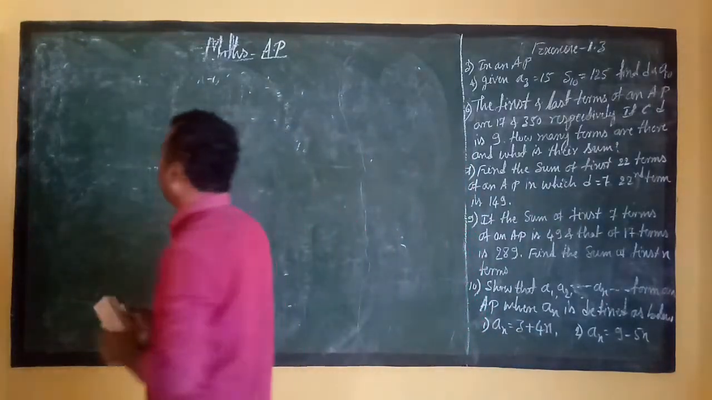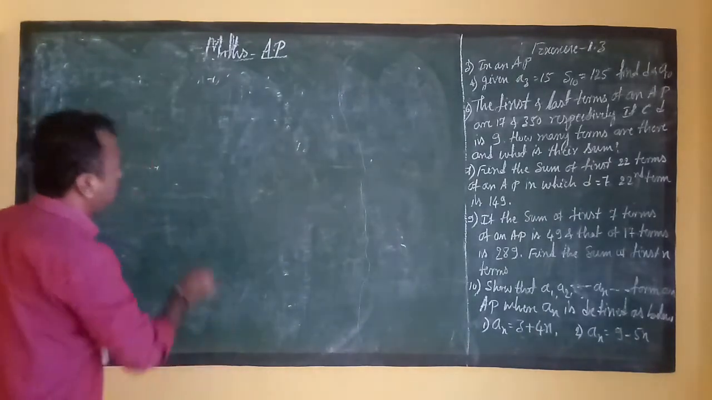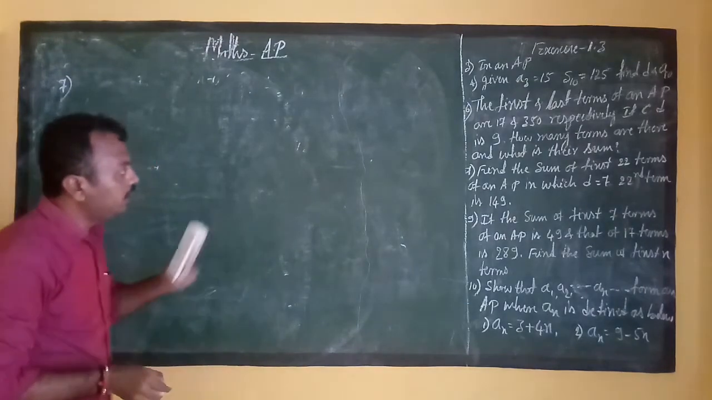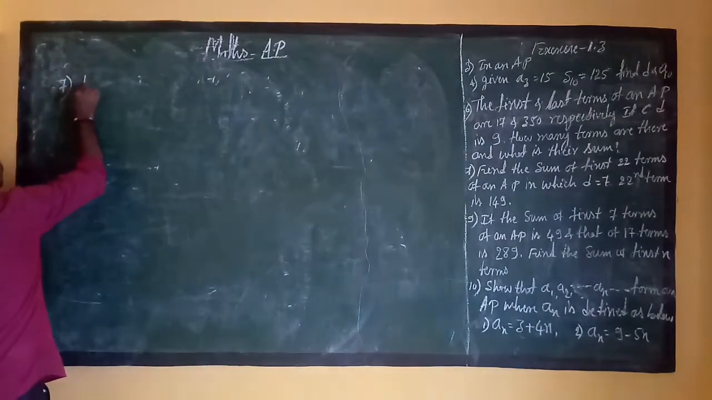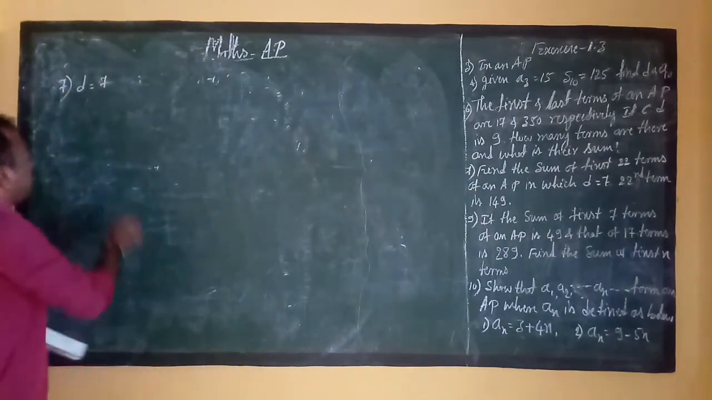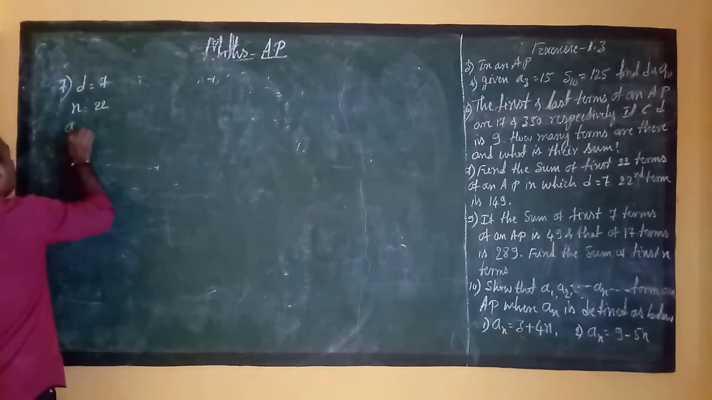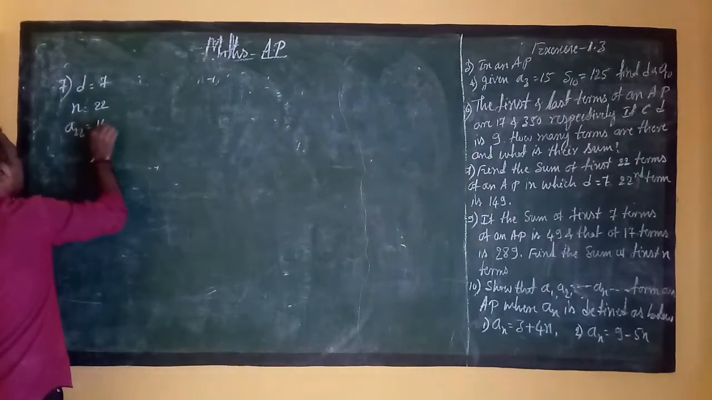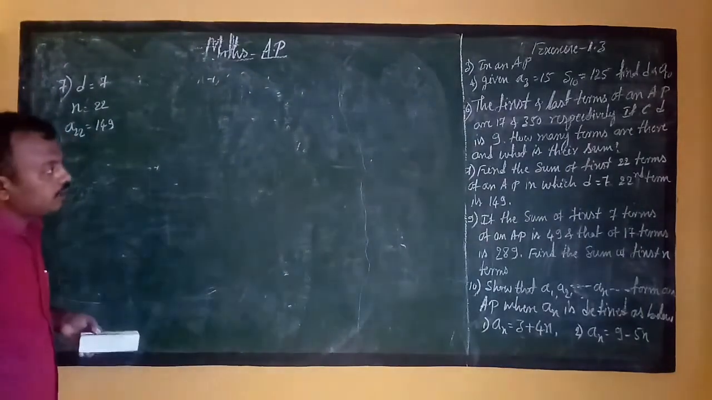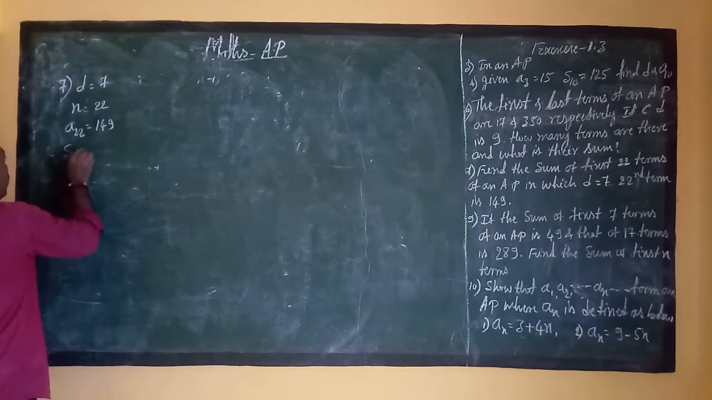Yes students, very simple. Question number 7. What are they given? First, d is given. d is equal to 7. The 22nd term, n is equal to 22. So a22 is equal to 149. Now we have to calculate the sum of the first 22 terms. That means S22 we have to calculate.